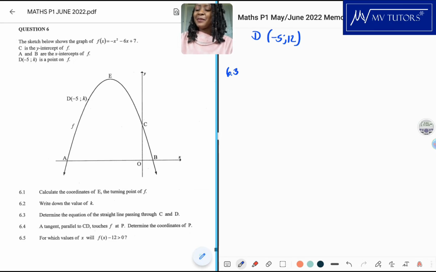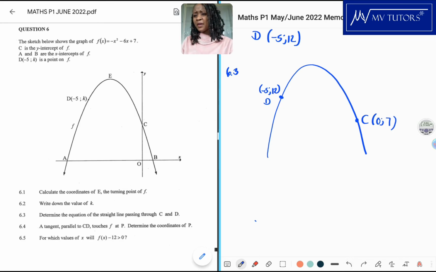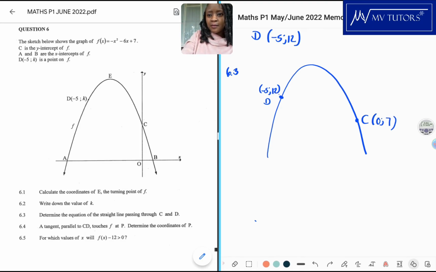So basically what they're looking for is, my PDF doesn't want to be edited. It's all good. But we want to draw a line between C and D. So this is my parabola. I have D over there, which is minus 5 and 12, and I have C, which is the y-intercept. I know that the x value is 0 and the y value should be 7. What do they want? The equation of the straight line. Something like that, that line, I mean.